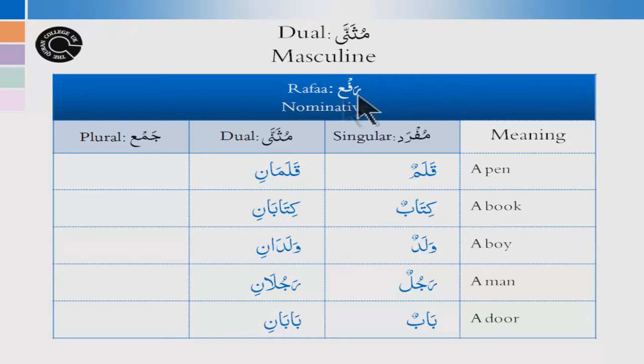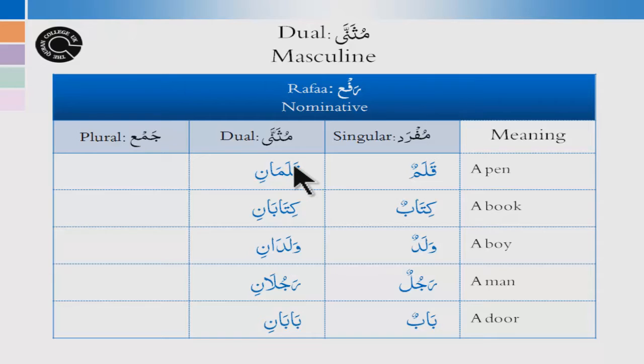So far, everything we have dealt with is masculine. The second thing you can see is that they are all in rafa, and we said that a noun can exist in rafa, nasab and jar. We are only dealing with rafa at this stage. Later in the lesson we will talk about the other cases as well, where converting a single into dual will be a little bit different.